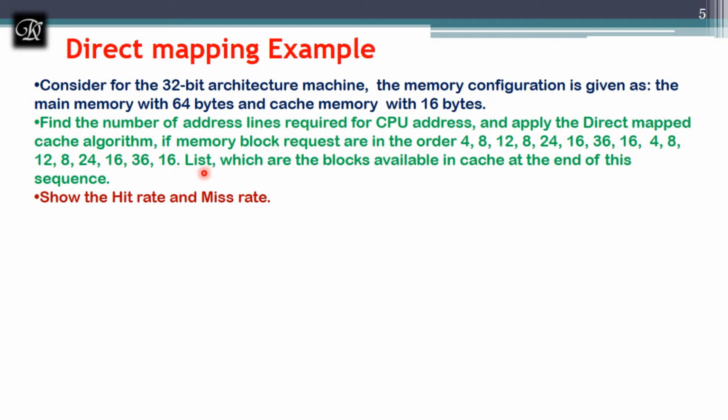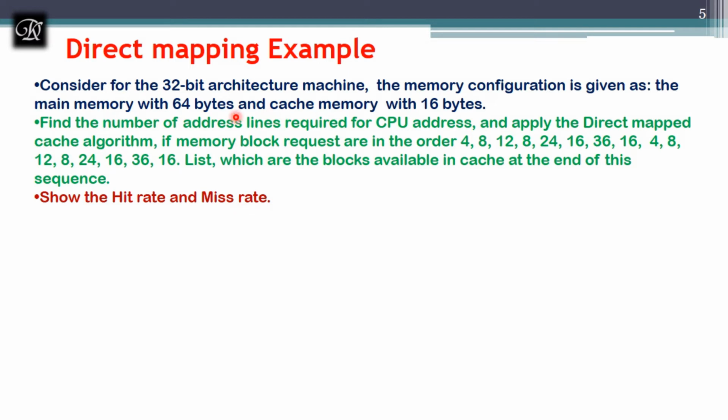After using this direct mapping algorithm, we have to list which blocks are available in the cache at the end of this sequence, once I come to the last request, 16. And I have to show the hit rate and miss rate. How many times I got the requested block in the cache is a hit. How many times I have been forced to bring the block from main memory to cache is a miss. So these we have to count.